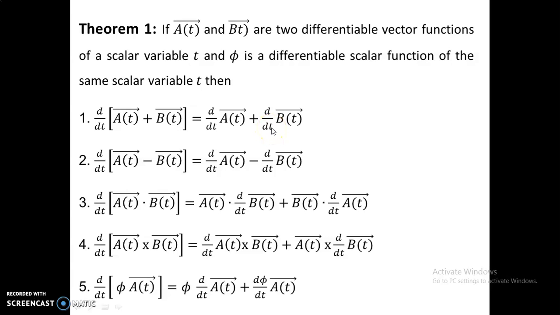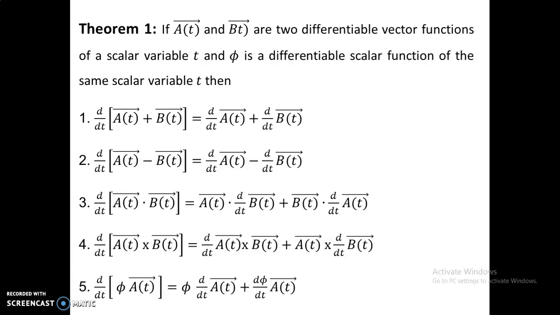Similarly, the differentiation of the subtraction of two vector functions is the differentiation of the first vector function with respect to t minus the differentiation of the second vector function with respect to t. And similarly, the differentiation of the product of two vector functions is the differentiation of the first vector function into the differentiation of the second vector function.